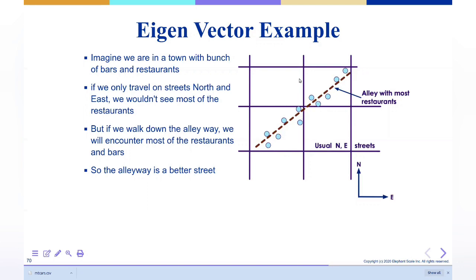So that's the idea behind this eigenvector principle. Even though we like to think of our axes like this, x and y, sometimes if you just travel in these axes, you will not experience all of the data. Sometimes you can maybe travel like this, a little slanted. And that's what eigenvectors do.